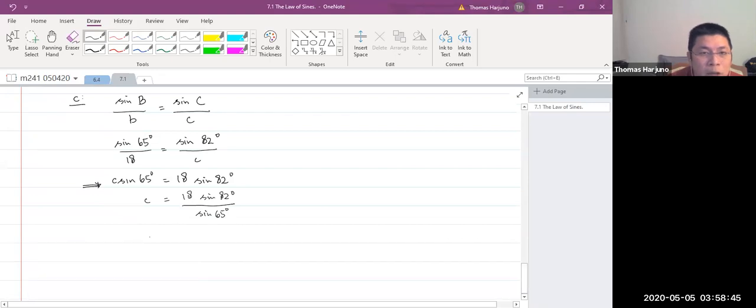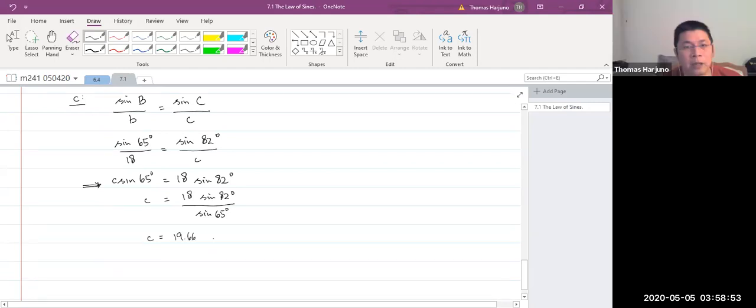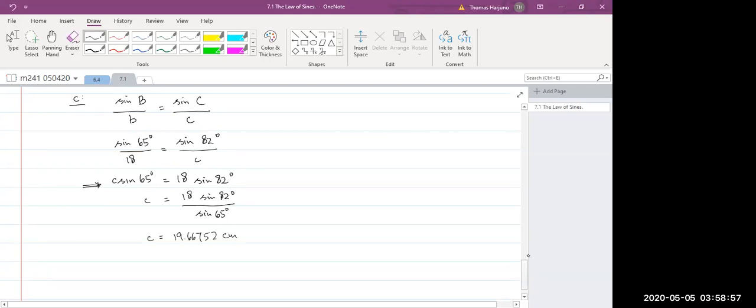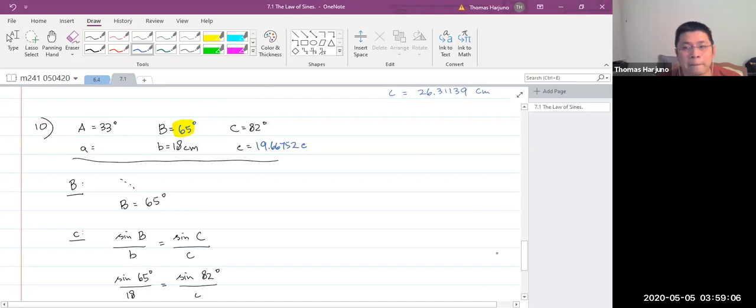And when we use calculator, what do you get? 19.66752. Anybody else can confirm? Yeah. Okay, so C is 19.66752 centimeters.